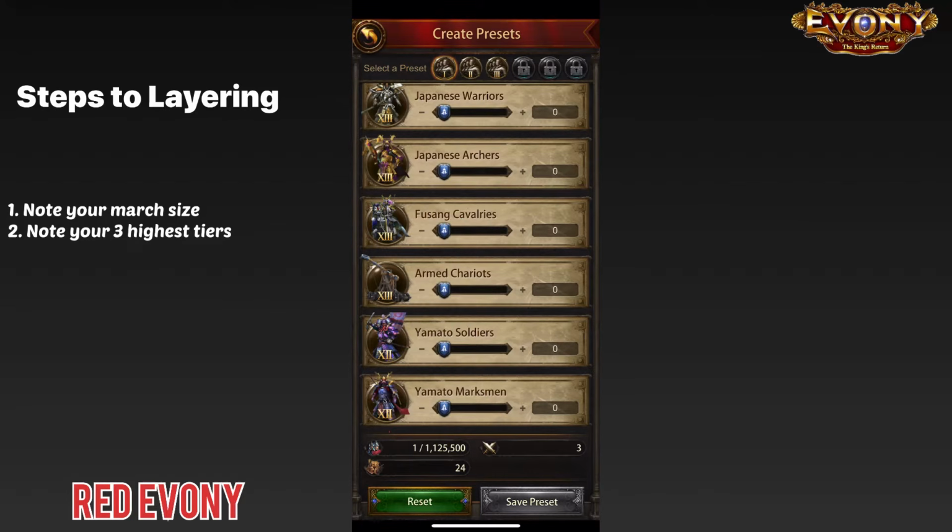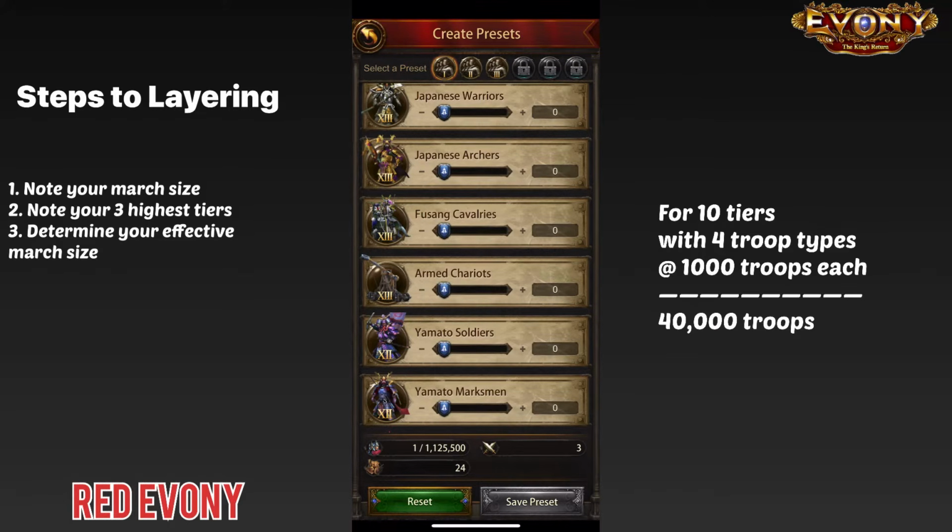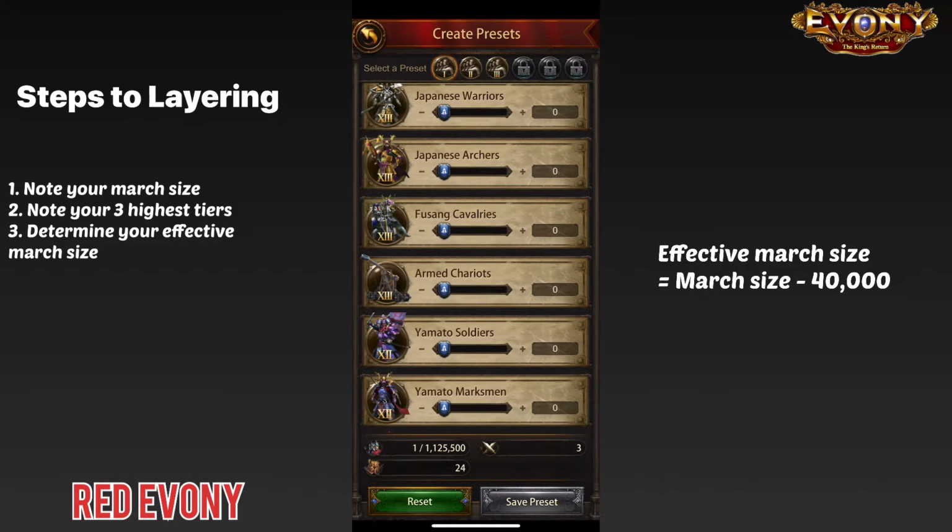And these layers are going to be made up of 1,000 troops each for each of the troop types within the layer. Now that we know that, we need to adjust our effective march size. So, for 10 tiers with 4 troop types and 1,000 troops per troop type, we have 40,000 troops. So we take away 40,000 from our initial march size, and we have our effective march size right here.